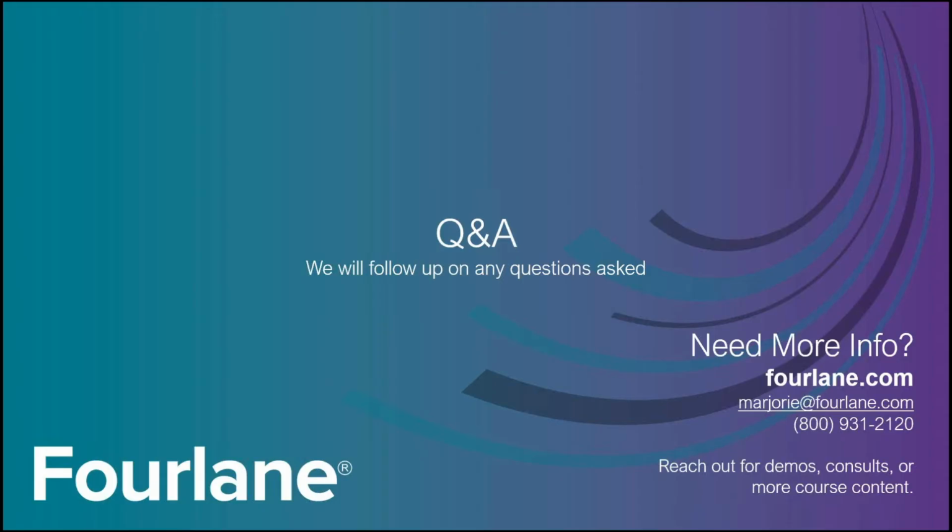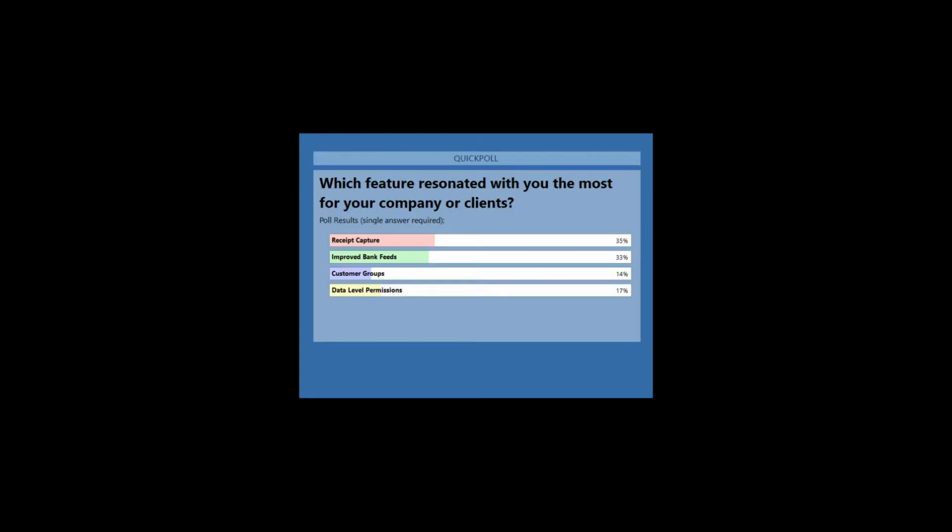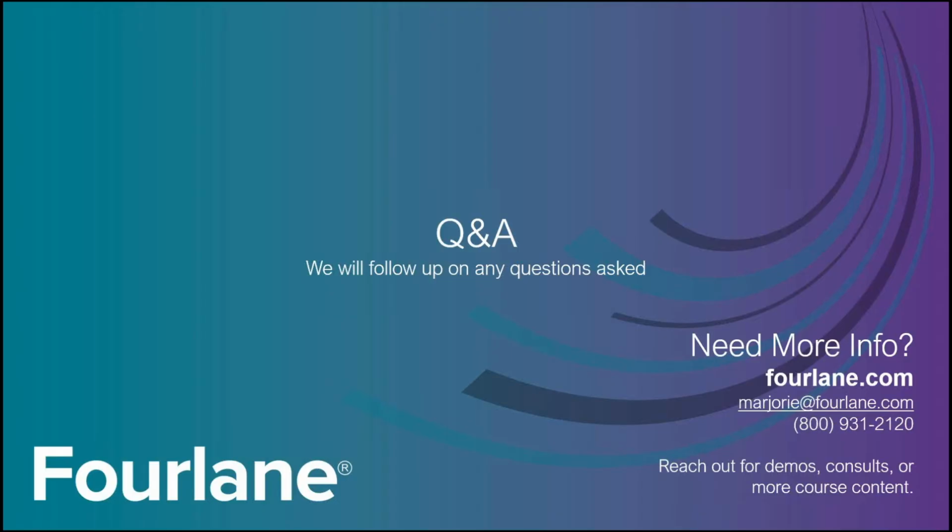All right, let me go ahead and close this poll and share the results. So it looks like receipt capture and improved bank fees were big wows. Customer group data level permissions, also wows.